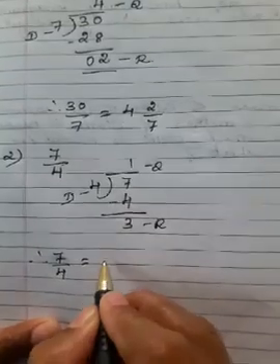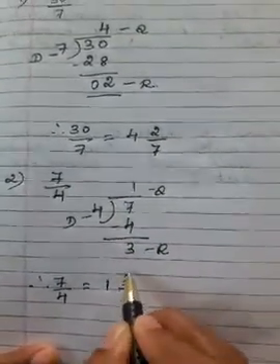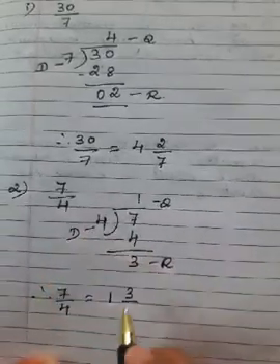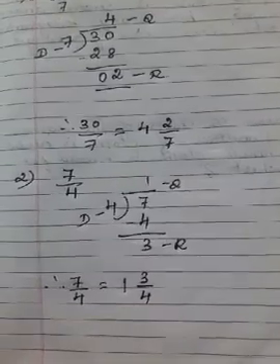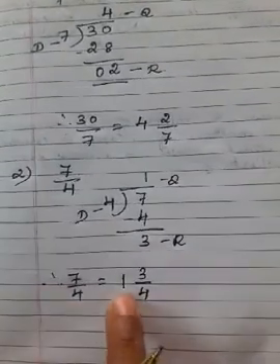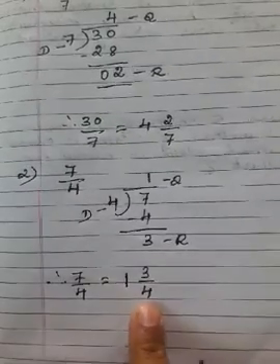So how to write it? Quotient is 1, remainder 3. Write it in the numerator, and the denominator is how much? 4. So 1 3 upon 4. Okay. So how to write? Quotient, remainder divided by divisor. Okay.